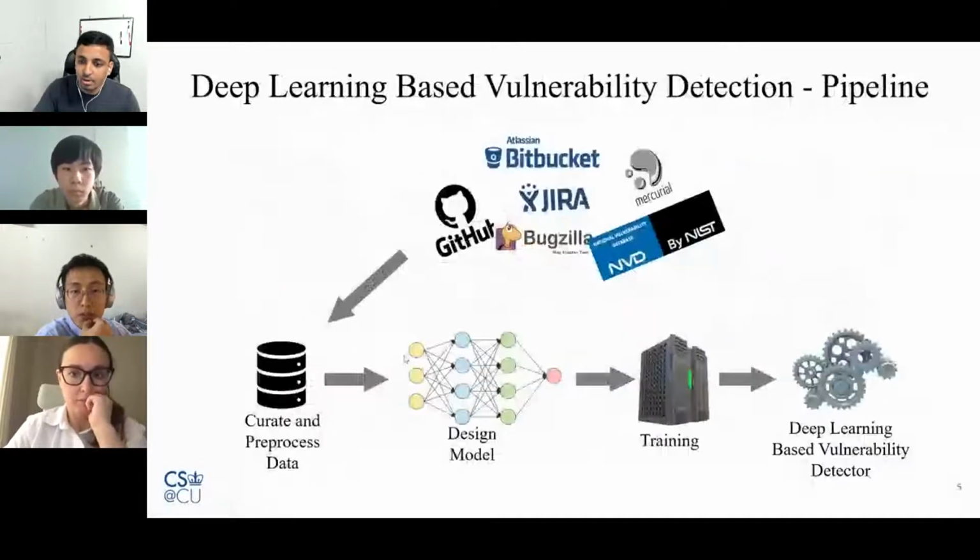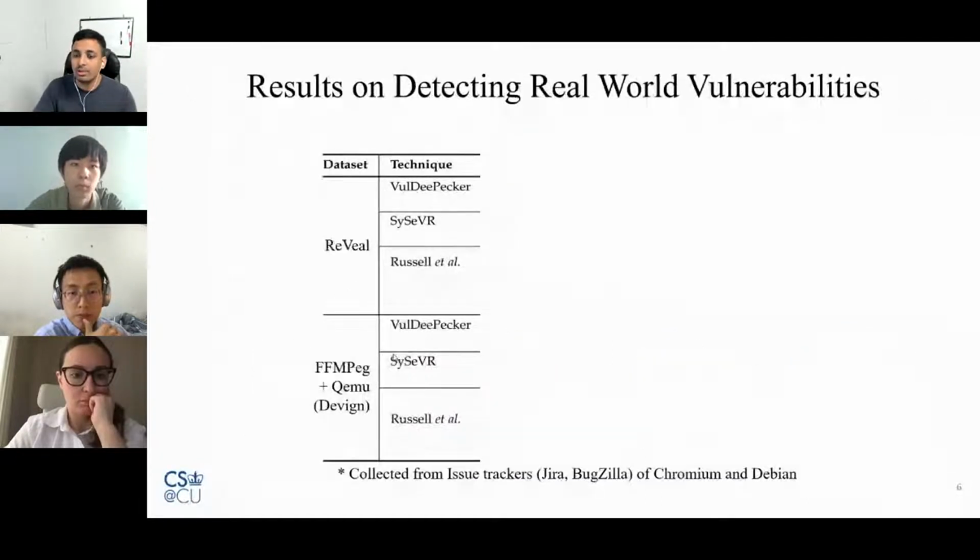Such a network is trained on a large collection of data and formulates the problem as a code classification problem. A typical pipeline for deep learning-based vulnerability detection involves creating and preprocessing data from different databases, designing and building suitable models, training the model, and finally evaluating the model on vulnerability detection datasets. With that pipeline, we evaluated existing vulnerability detection techniques on two real-world vulnerability datasets. Among these two datasets, we collected the ReVeal data from issue trackers of Chromium and Debian projects.